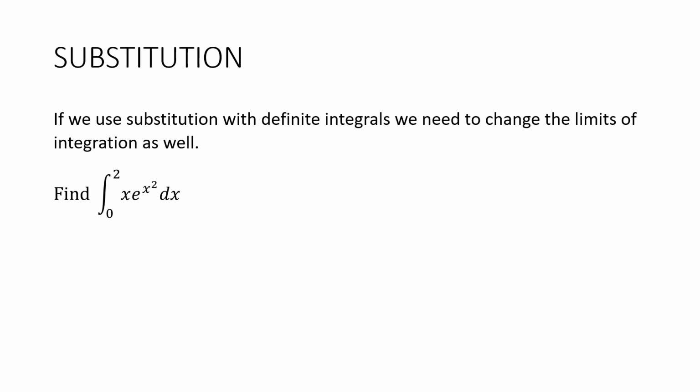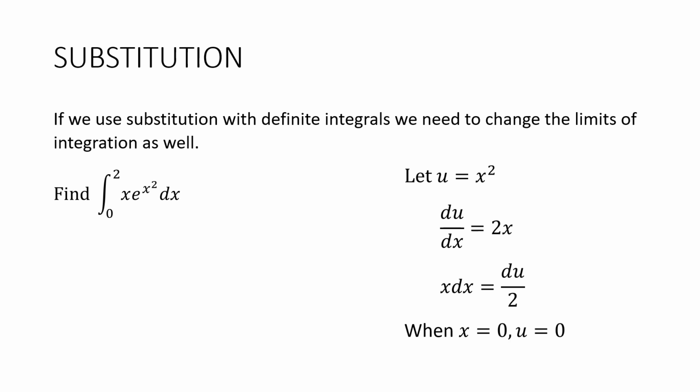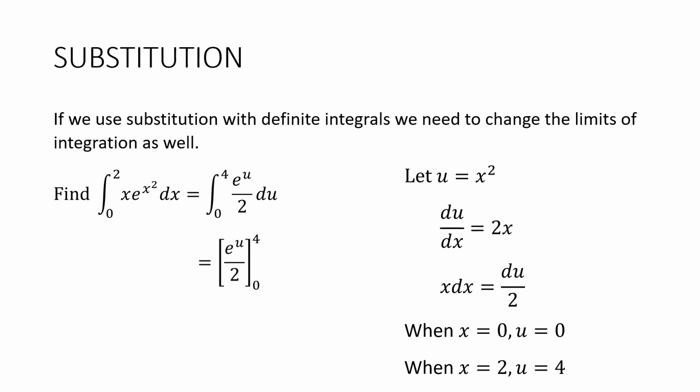So let's look at this question. Let's let u equal x squared. Du dx is equal to 2x. So x dx, which is what we want, is equal to du over 2. Here's the extra step. When x is equal to 0, u is equal to 0. When x is equal to 2, u is equal to 4. Let's substitute in and integrate. Substitute the 4 in, take away, substitute the 0 in. And that's it, we're done. There's no need to substitute back to x.